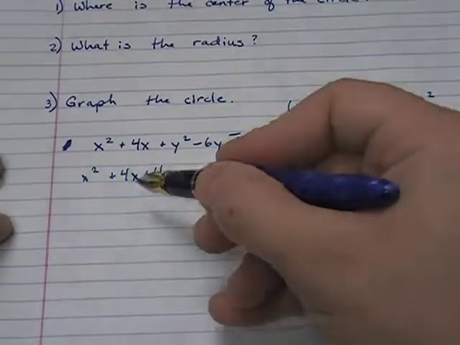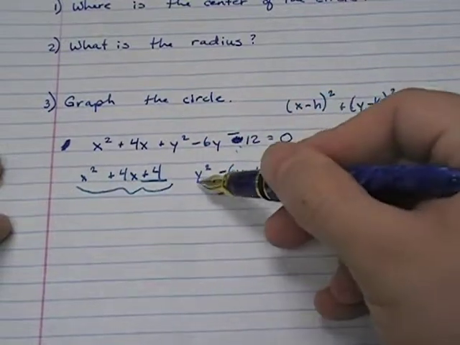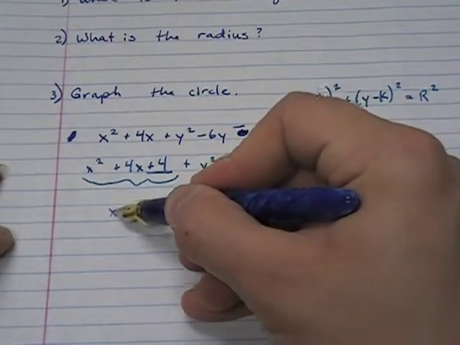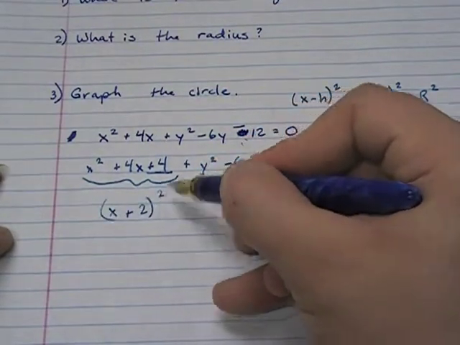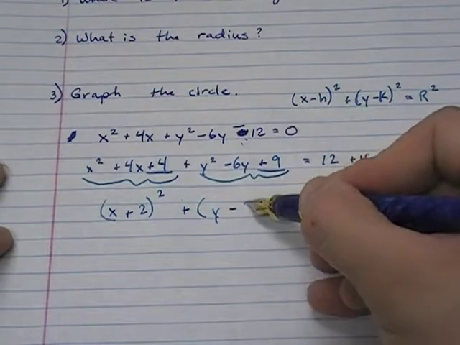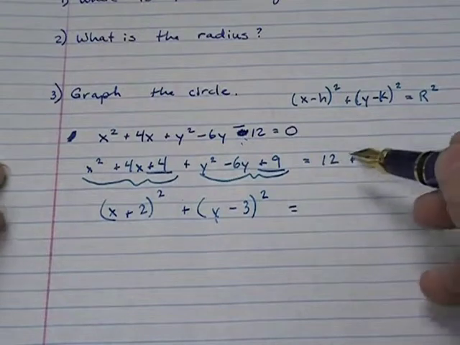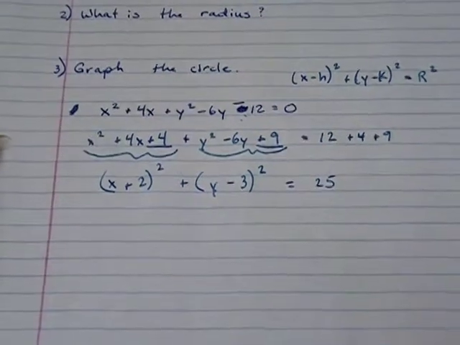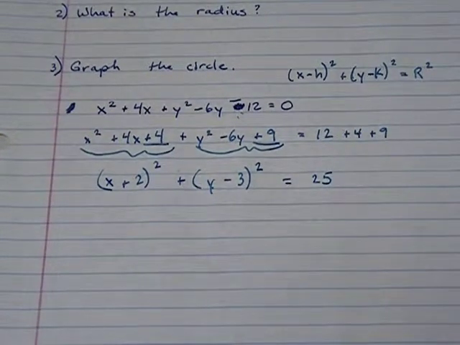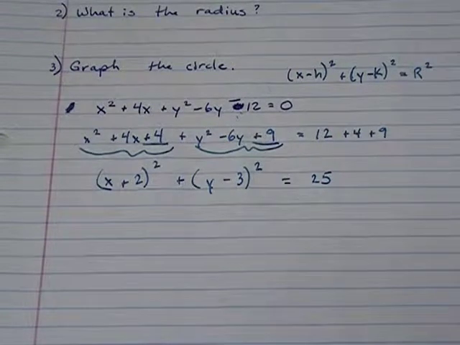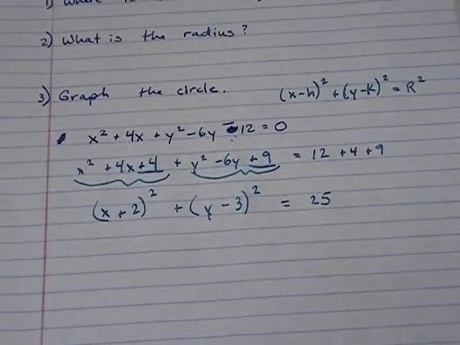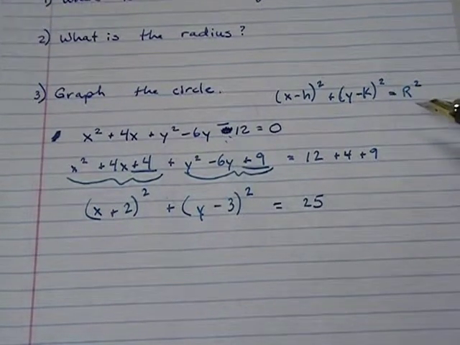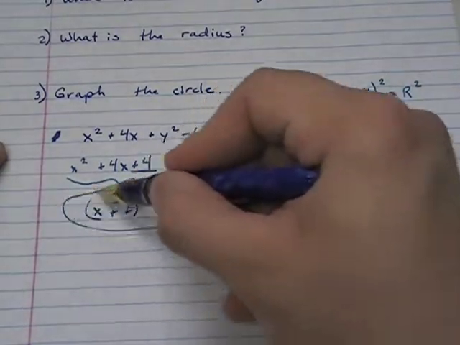Okay, now I'm going to rewrite this part here and this part here as perfect square trinomials. So this will be (x plus 2) squared, and this will be (y minus 3) squared, and 12 plus 4 plus 9, lo and behold, is 25. Nice simple circle here. Now, what does this tell me? Well, if I go back to what a lot of textbooks refer to as center-radius form, which is this form right up here, I can answer question 1 very easily using this form.